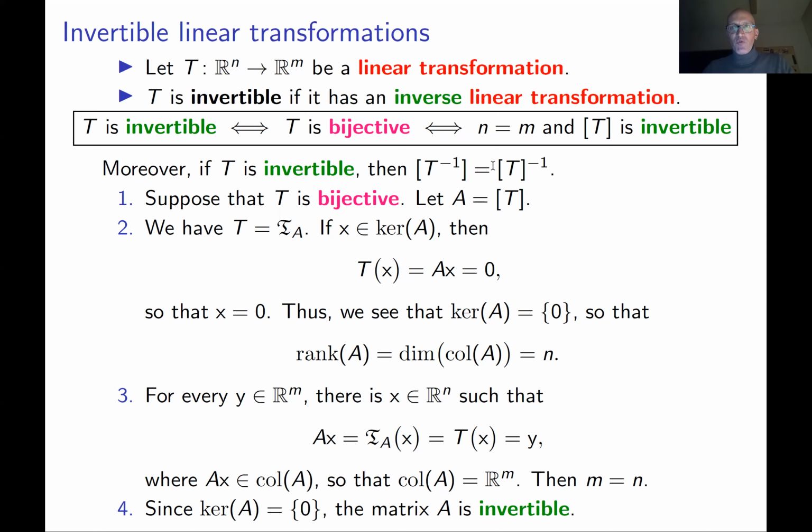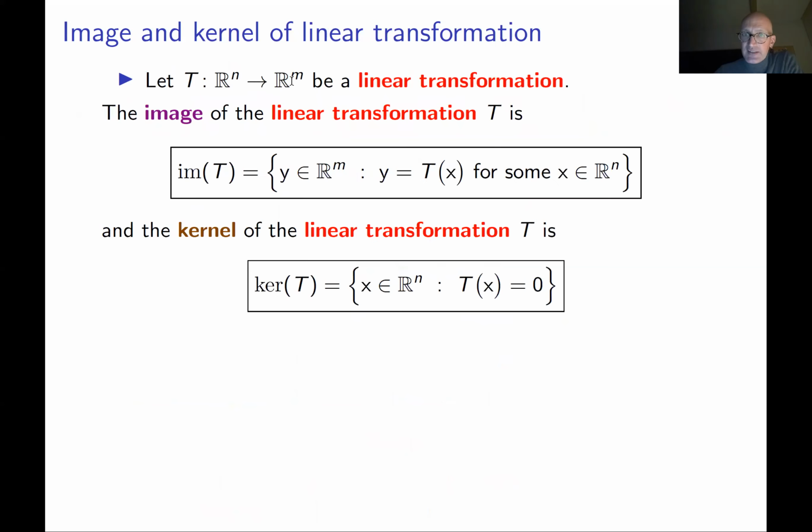This was maybe a bit too fast, a bit too sketchy, but again, look for the detailed proof in the lecture notes or in the book. Now let us translate the notion of kernel and column space of the matrix. For every matrix, you have two vector subspaces: the kernel, which lives in R^n, and the column space, which lives in R^m. Similarly, to every linear transformation we can correspond two vector subspaces, a translation of the kernel and the column space, given on the next slide.